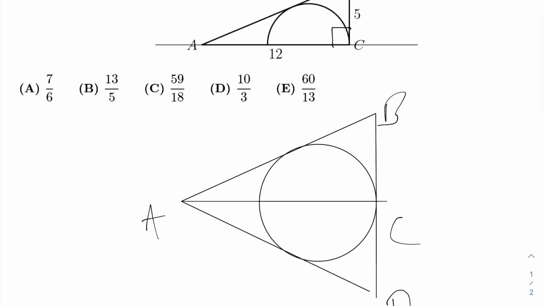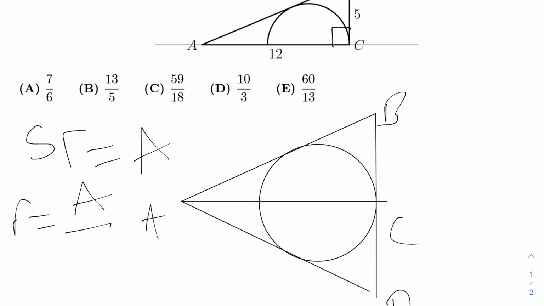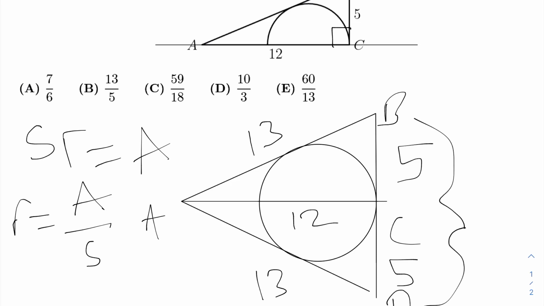Okay, so now we just need to find the semi-perimeter and the area to find the radius. Because if the semi-perimeter times the radius equals the area, then the radius equals the area over the semi-perimeter. AC is 12, AB is 13, so is AD, and BC and CD are 5. So BD must be 10.